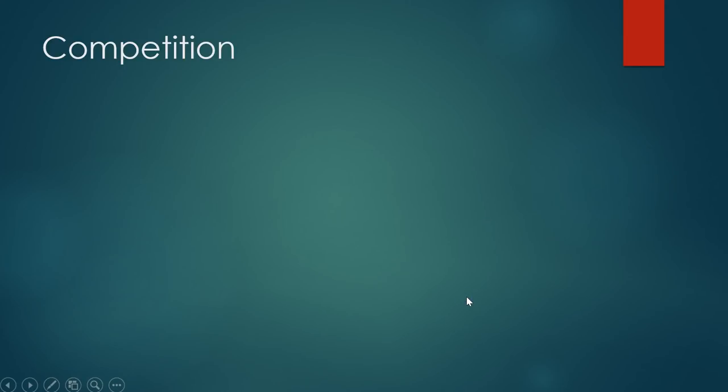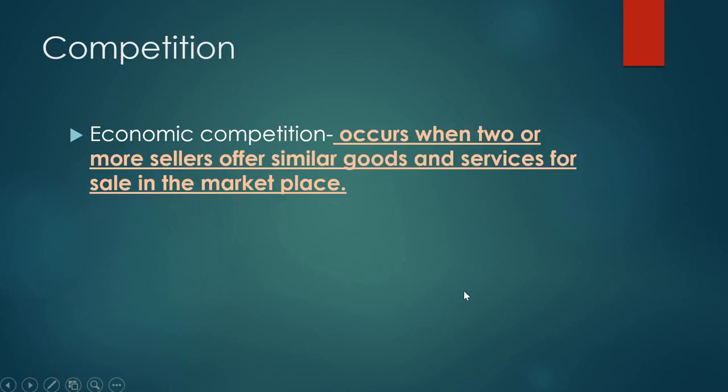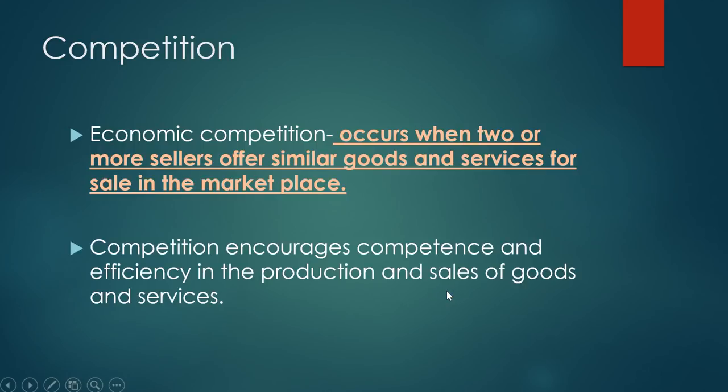Competition is also needed in a free market economy. Economic competition occurs when two or more sellers offer similar goods and services for sale in the marketplace. Competition encourages competence and efficiency in the production and sales of goods and services.